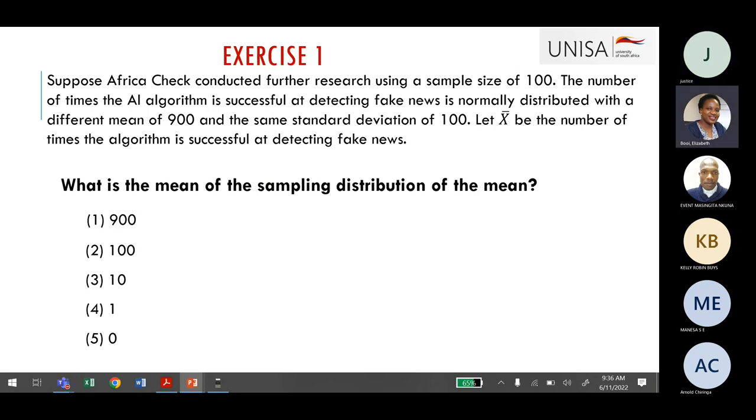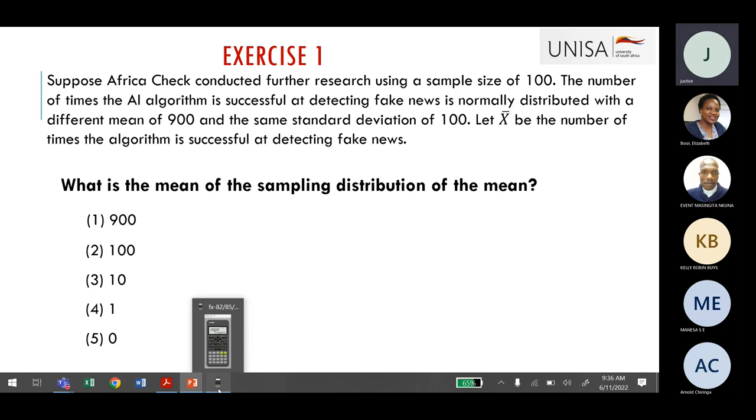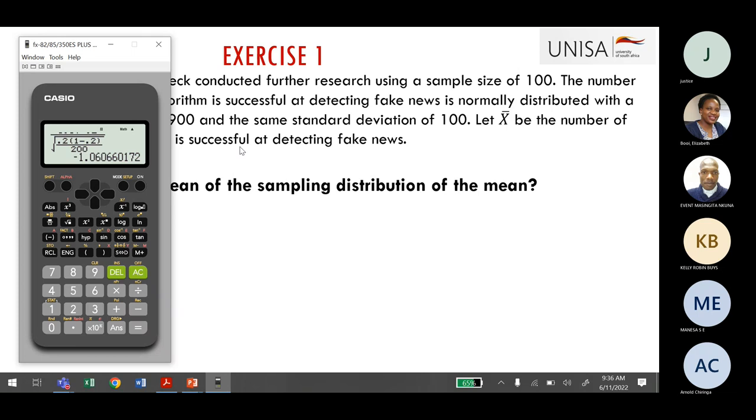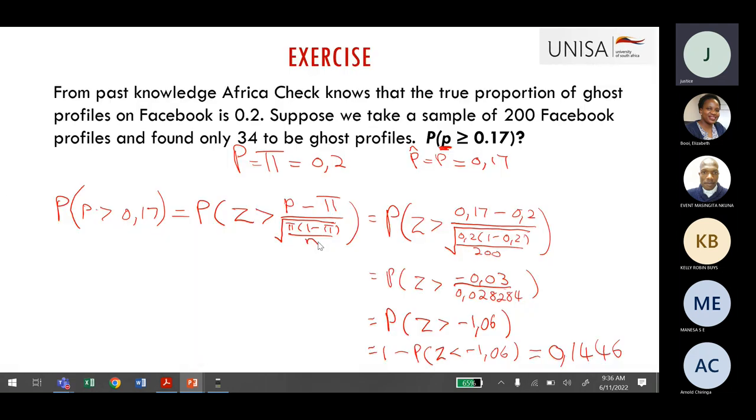Cecilia? Yes. The calculator, this Casio which you are using, is it the smart one or is it the normal Casio? It's the normal Casio that you can buy from Checkers, ShopRite, Game, Pick and Pay. I have it with me here, but I'm struggling to get the answer which you have done there for the previous exercise. But did you put the values correctly? Yes, I have done that. But where I'm struggling is the probability of P greater than, or P into Z. That one, I don't know how to put it in the Sharp calculator.